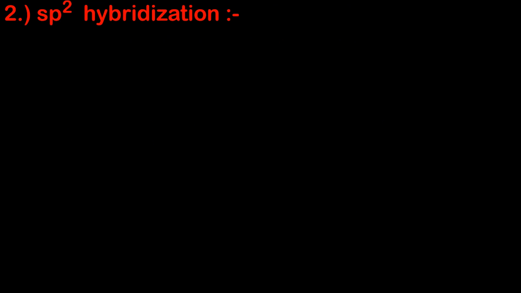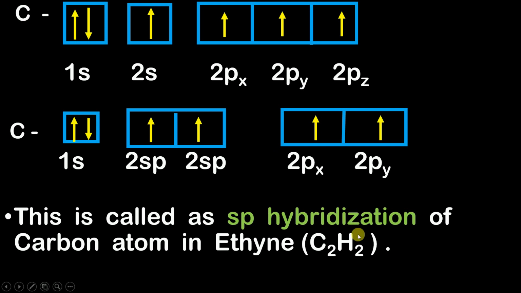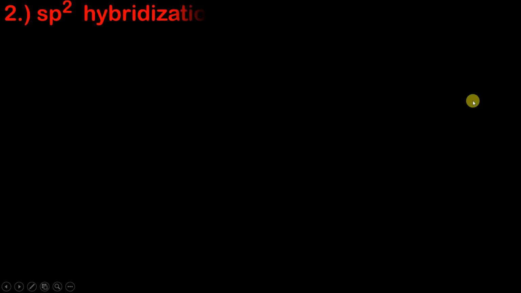I hope you have understood why the name is given as sp hybridization, because one s subshell orbital, this 2s, is combining with one p subshell orbital, 2pz. Therefore, the name is given as sp hybridization. Second type is sp2 hybridization, and here we are going to consider an example of BF3.